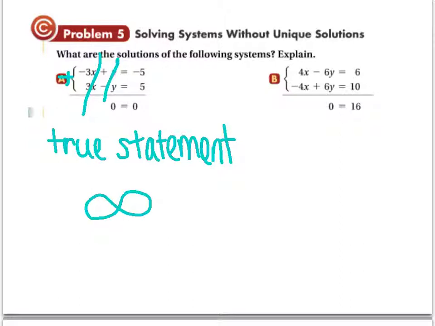That is called a consistent system of equations. That's just a special vocab word that refers to a system with infinite many solutions is called consistent.